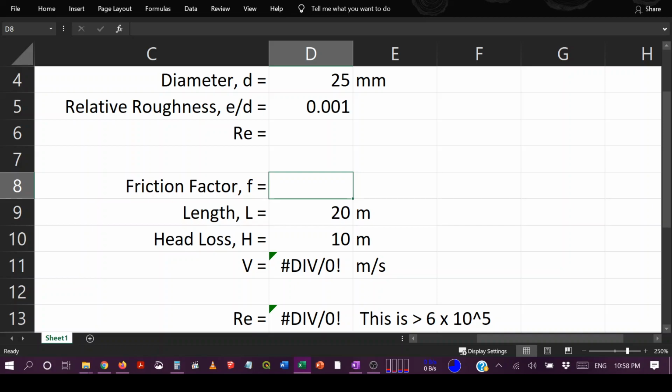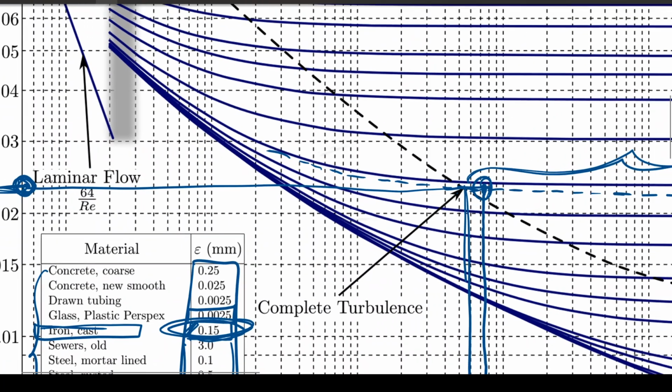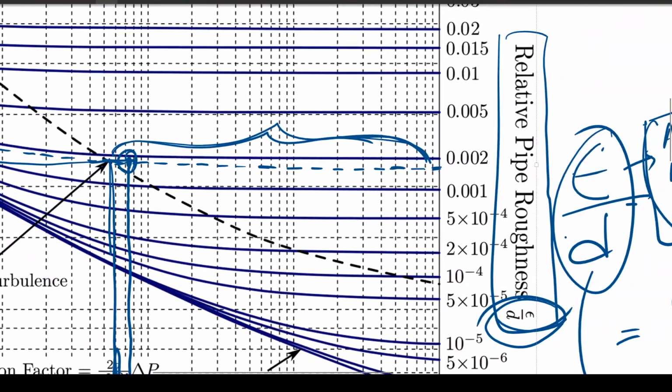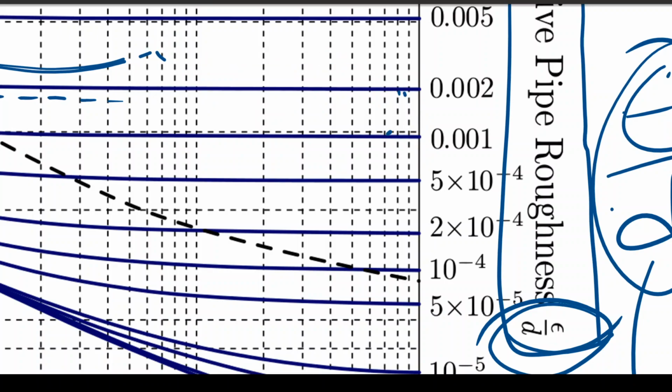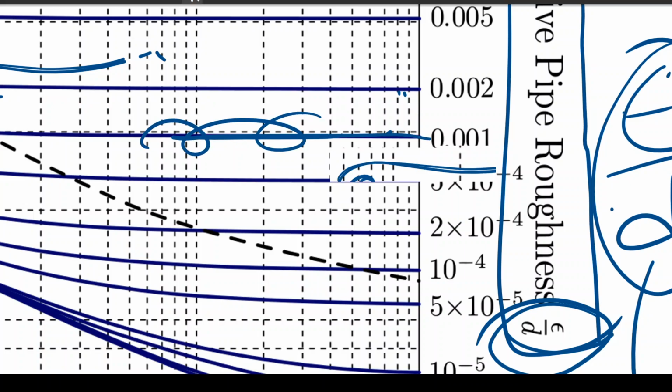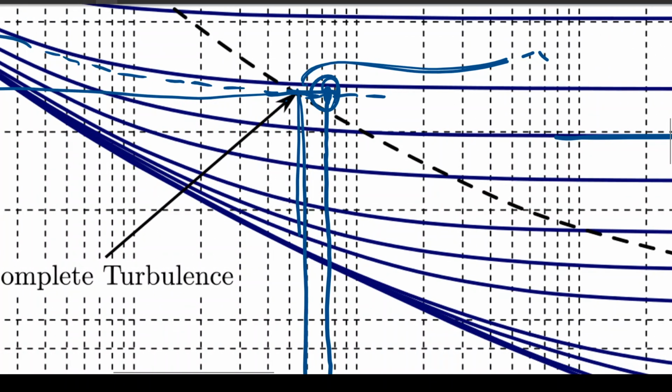Now let's look at what will happen here. The relative roughness in this case will be 0.001. So let's look at the curve again. For 0.001, we already have a curve, so we don't have to again draw this dotted line. That's now not necessary. So we'll simply use this curve for 0.001.